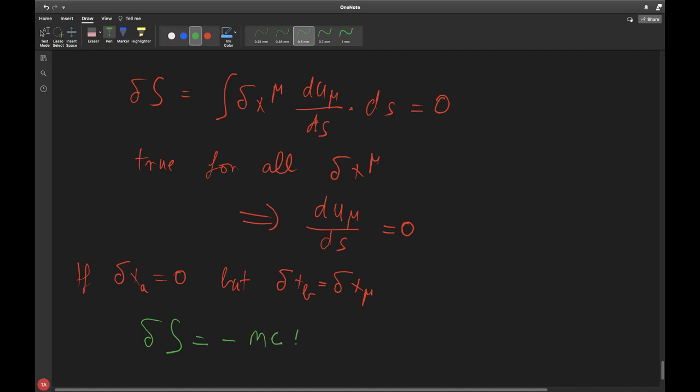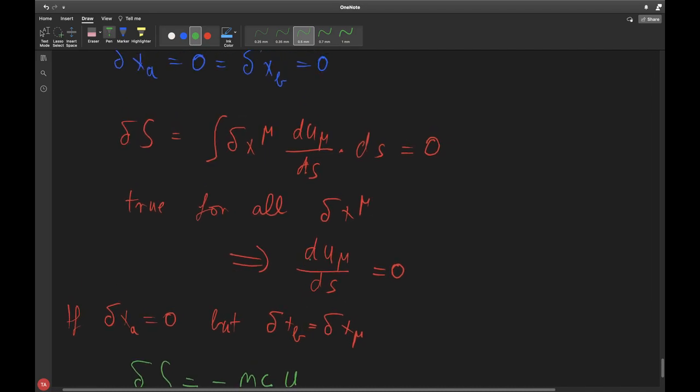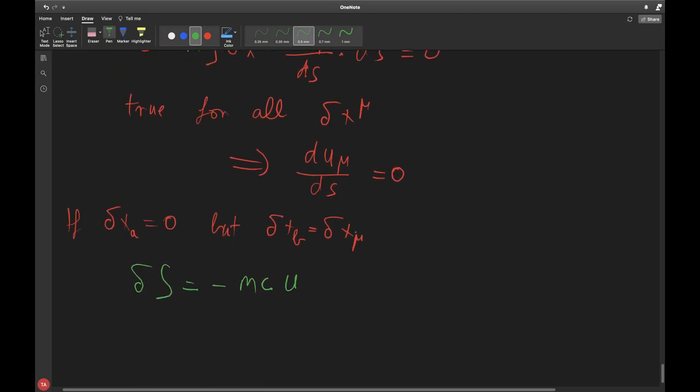I could just keep it. I originally could keep it too, so there is nothing really wrong with writing that there is this mc here. It just doesn't matter at that point, but it will matter this time. So we will have mc u mu, and then we have the delta x mu.